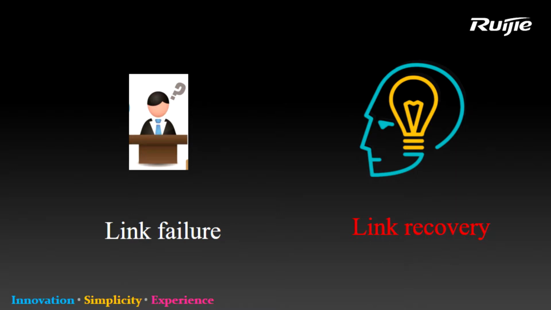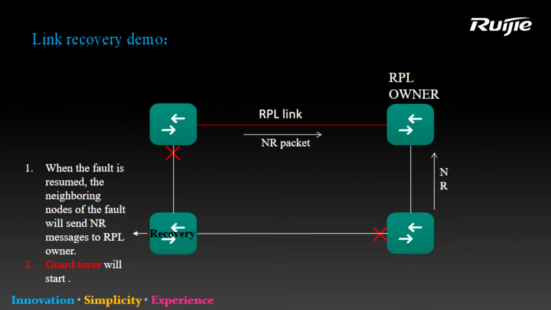Okay, we have finished the explanation of link failure. Now, when the device recovers, the adjacent nodes of the faulty device will send an NR message to the RPL owner. At this time, the guard timer will start.